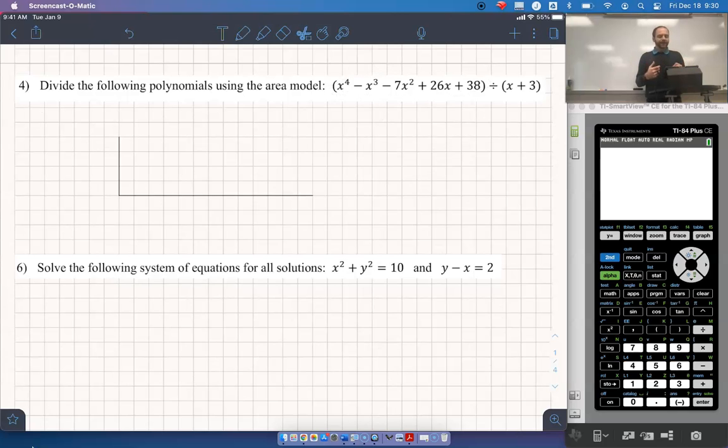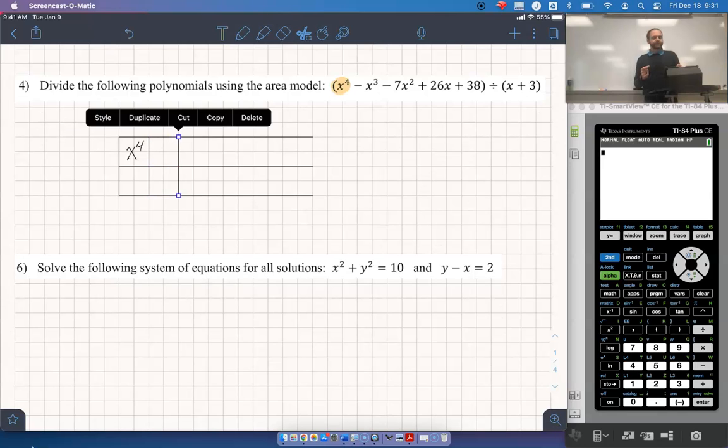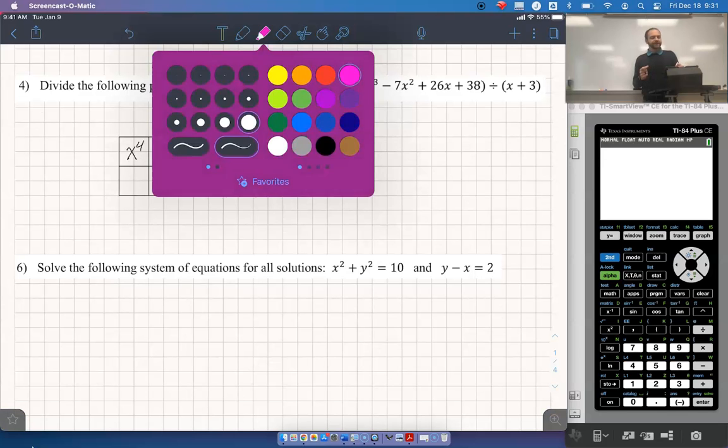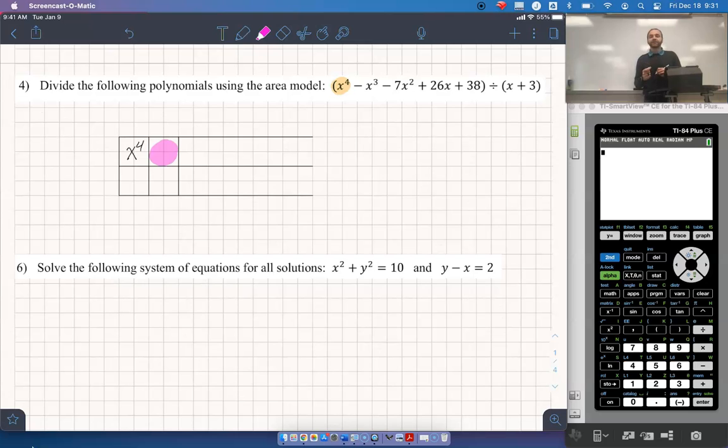What I do is I look at it, and I'll go ahead and create the rows as well, the full outside of the box. The top left part of it has to be your x to the fourth power, because nothing is going to be able to combine with that. So this x to the fourth has to go here. And that's helpful because I know the next column has to be an x cubed.